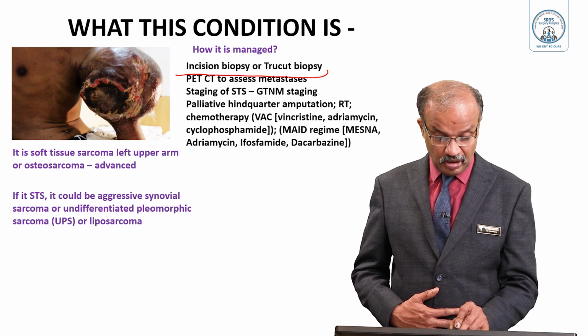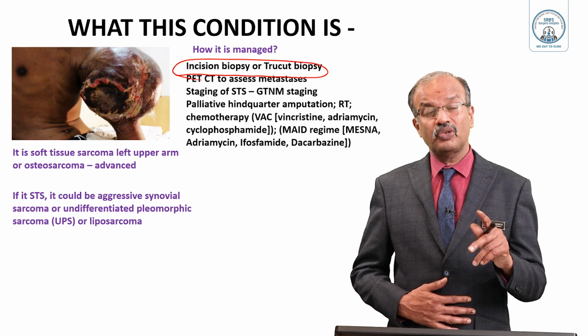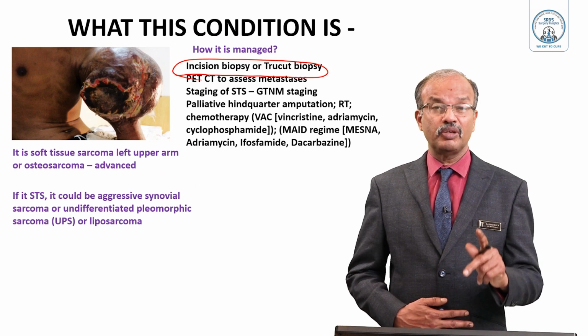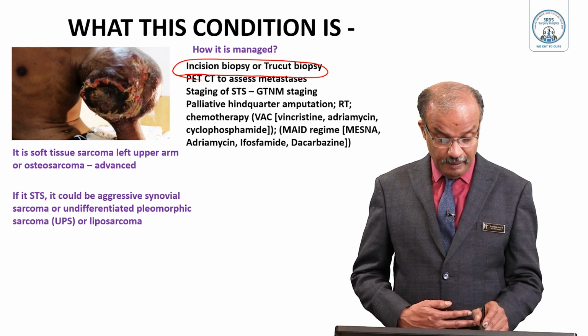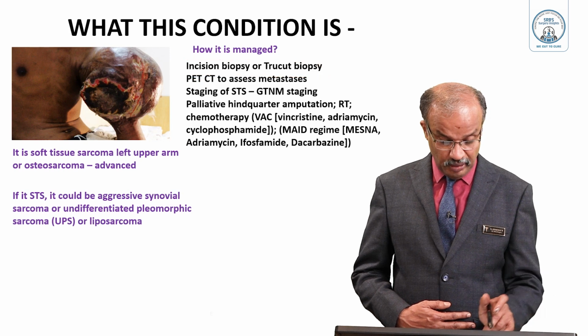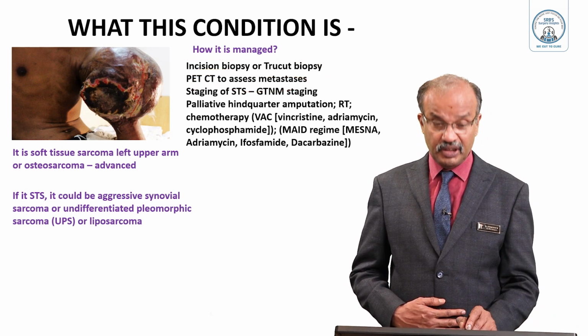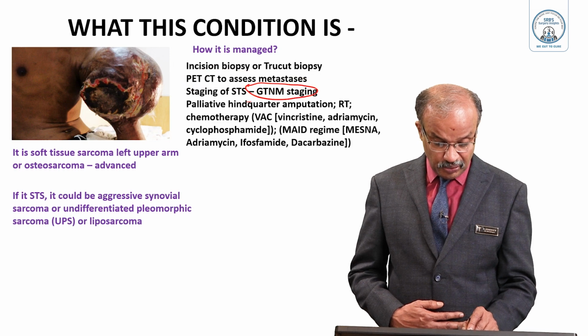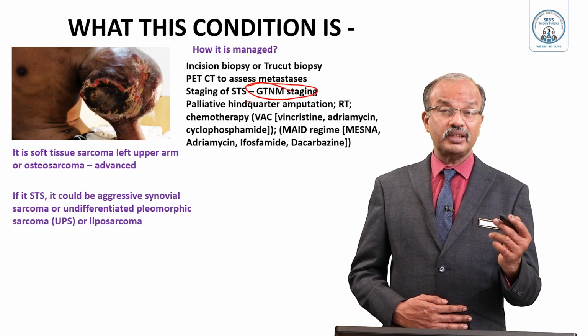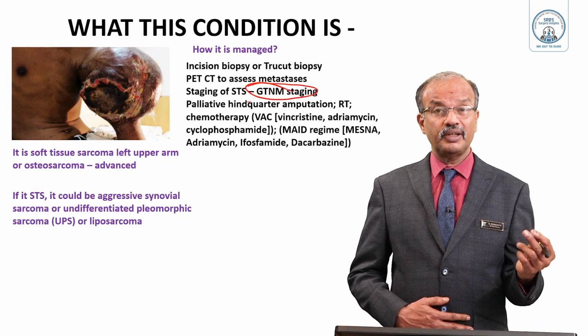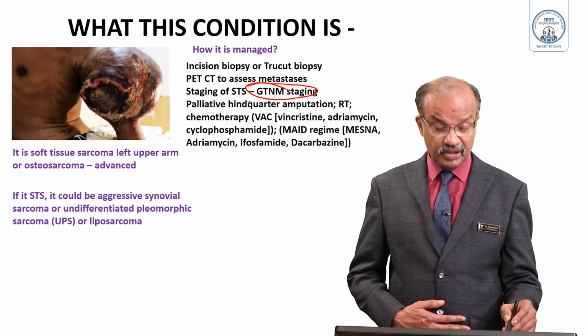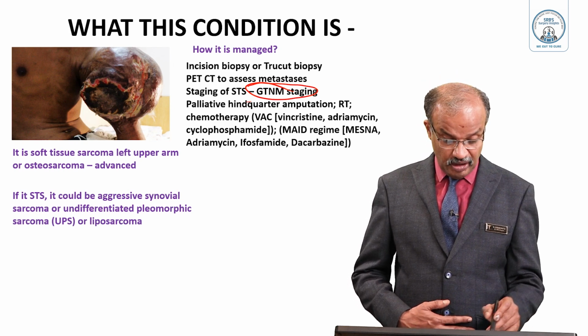Incision biopsy or true cut biopsy, you have to find out it's a sarcoma, you have to do IHC, immunohistochemistry markers, and PET-CT is most important, remember, to assess mets. In this patient, you have to do PET-CT, then stage the disease. TNM staging you have to know properly. It is often asked in MCQs, in theory, and in the viva. If a short case is kept in the exam, they will ask in the viva.